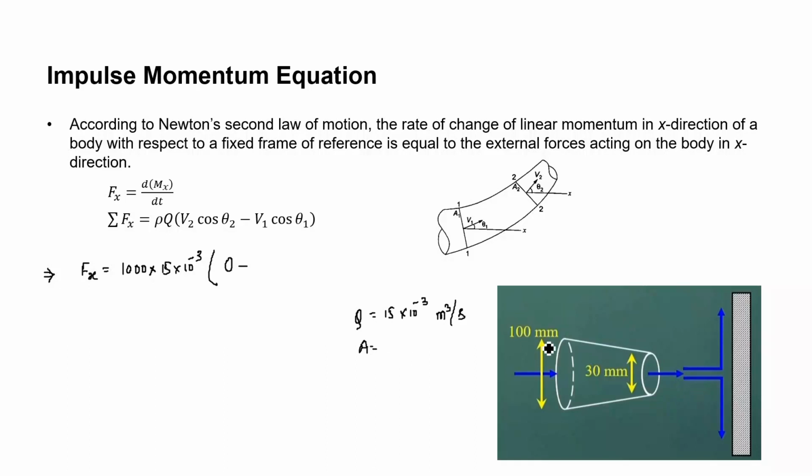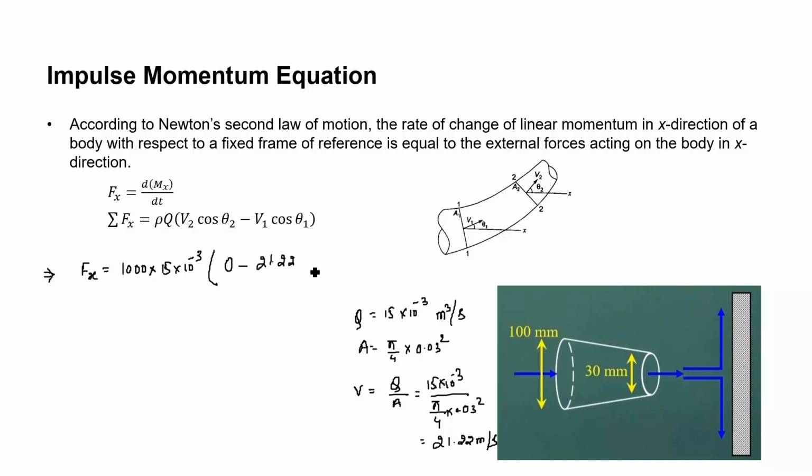The area we can calculate as pi by 4 into diameter square, where the diameter is 30 millimeter, so 0.03 square. So, we can find the velocity as Q by A, which is 15 into 10 to the power minus 3 by pi by 4 into 0.03 square. From here we will get the velocity as 21.22 meter per second. Now, substituting this value of velocity here, 21.22.